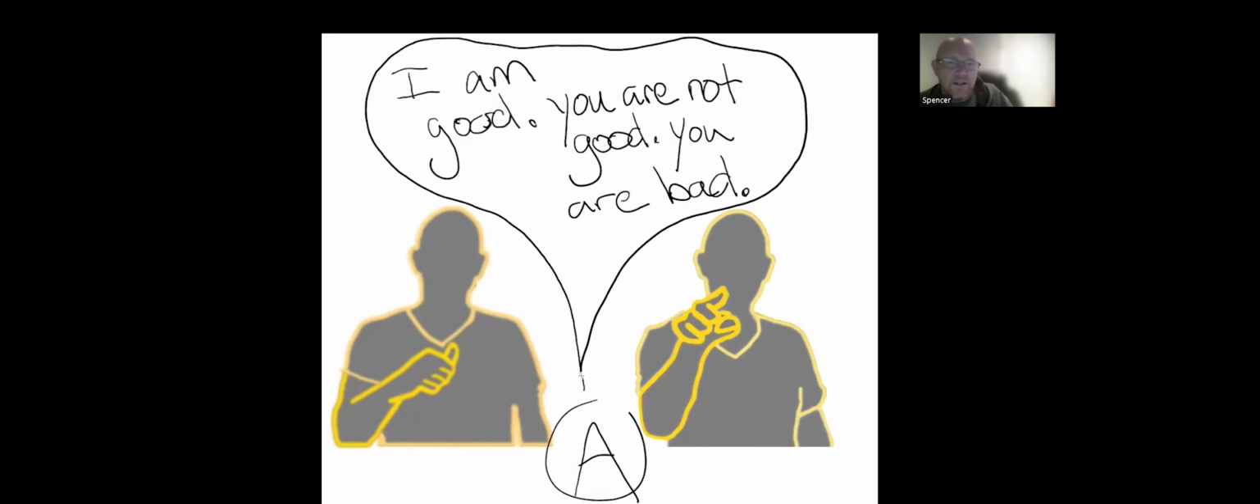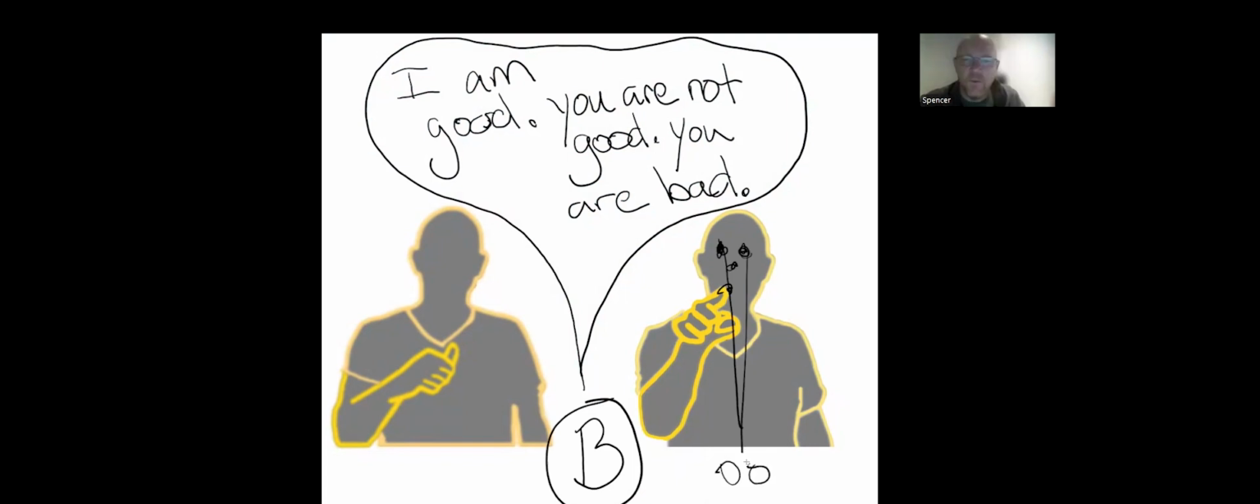Let A practice that dialogue. I am good, you are not good, you are bad. And then let B say the same dialogue. I am good, you are not good, you are bad. All the while making sure their focus is on the eyes or nose of the person to whom they are speaking. If the group is really good and they're understanding this very quickly, you can do one more dialogue.